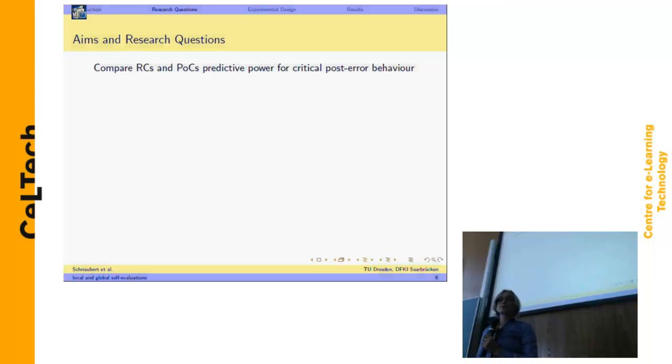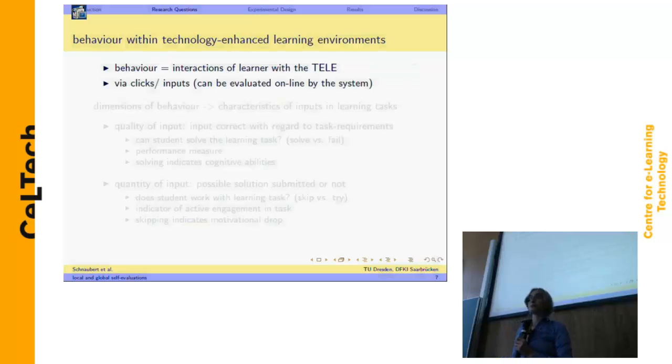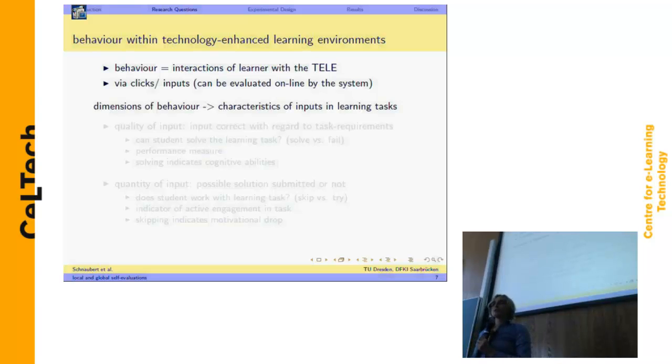And if we're looking at critical post-error behavior, we of course first have to define what we perceive as critical behavior. So we, for our studies, define behavior as the interaction of the learner with the learning environment, because this is when the student tells the system what he's doing. And he's usually doing this by collecting inputs, which can be evaluated online by the system. So we define dimensions of behavior as characteristics of the inputs of students within learning tasks, because we were working with a learning task-based environment.